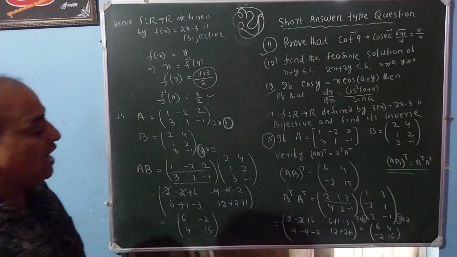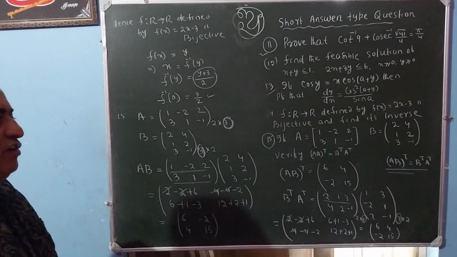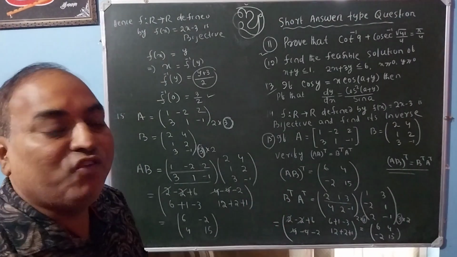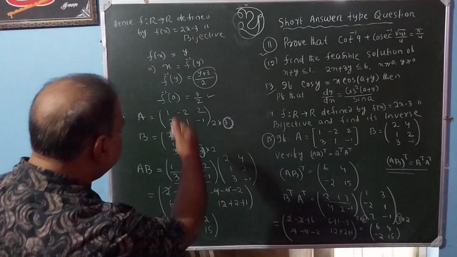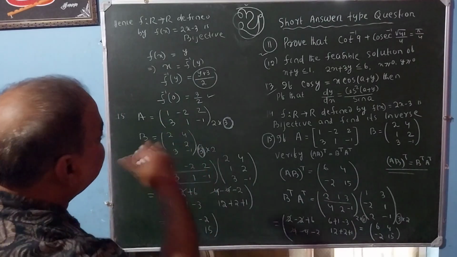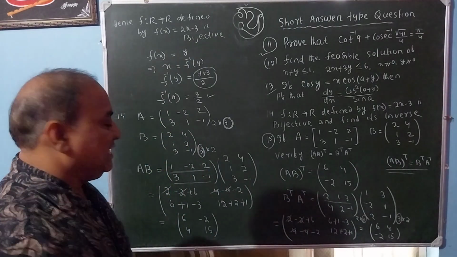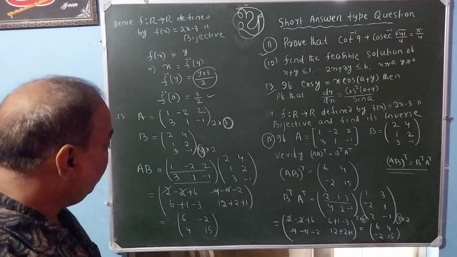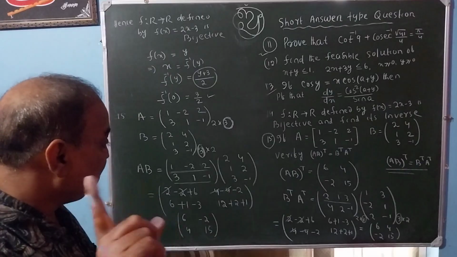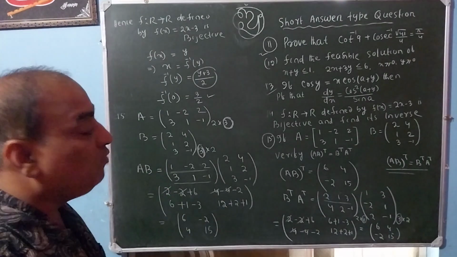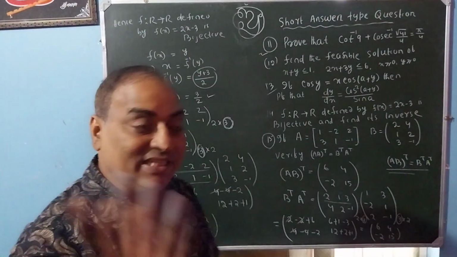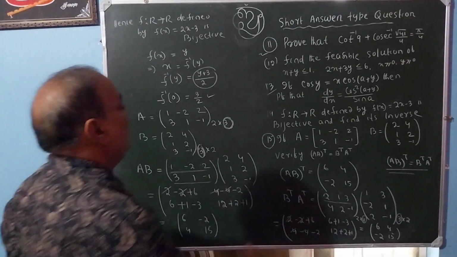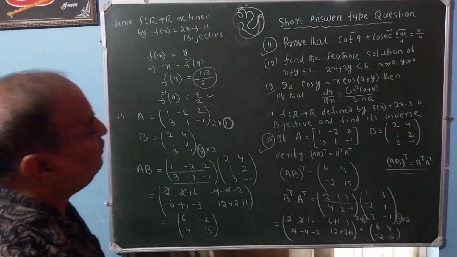It is verified that the transpose of a product is equal to the product of the transposes taken in opposite order. So this is the way you have to multiply two matrices. Matrix multiplication is only possible when the number of columns of the first matrix is equal to the number of rows of the second matrix. Otherwise, matrix multiplication is not possible. So this is the answer of question number 50.